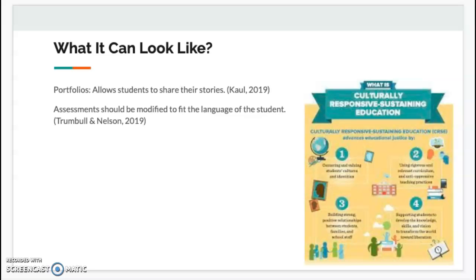We do have portfolios, which allow students to share their stories. This is a requirement of our seniors to create a portfolio before they graduate. They have to talk about what they've done outside of school, but also what they've done inside of school. They must create a resume, and they go in front of a panel to answer questions as well.